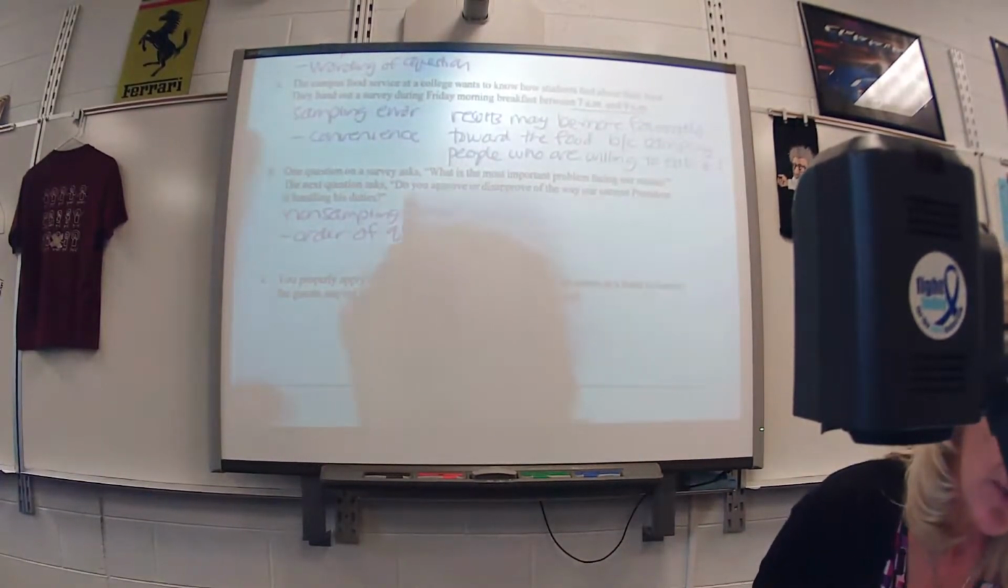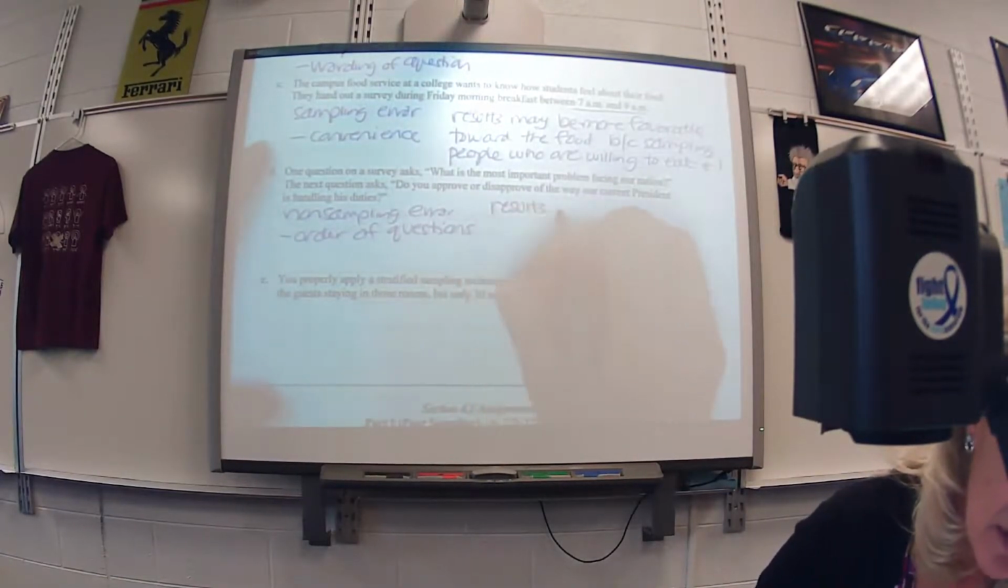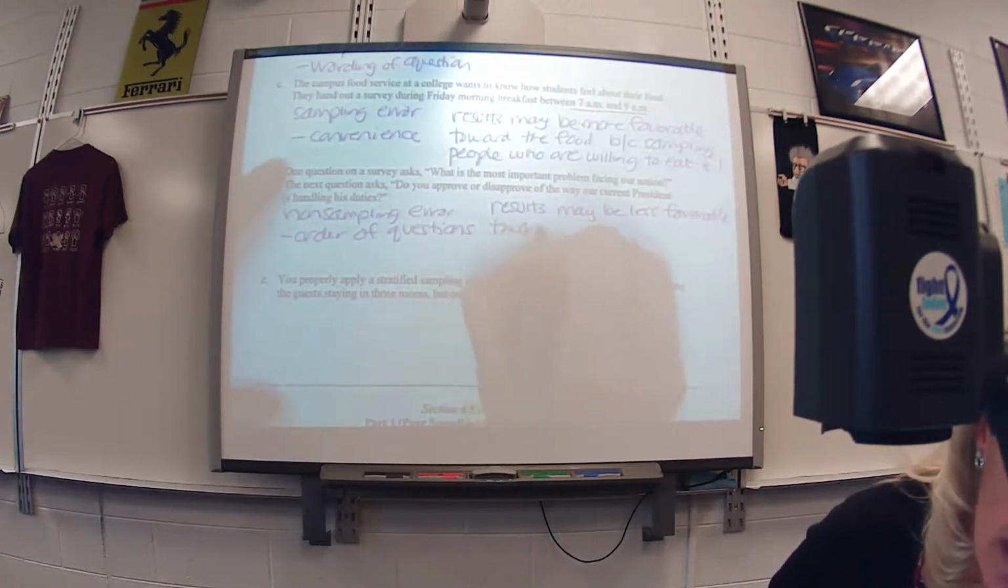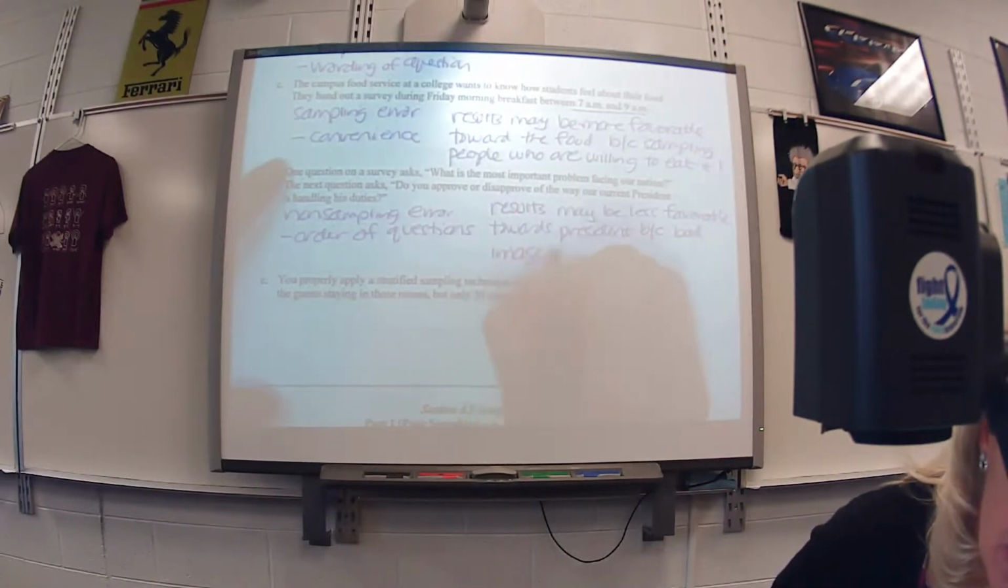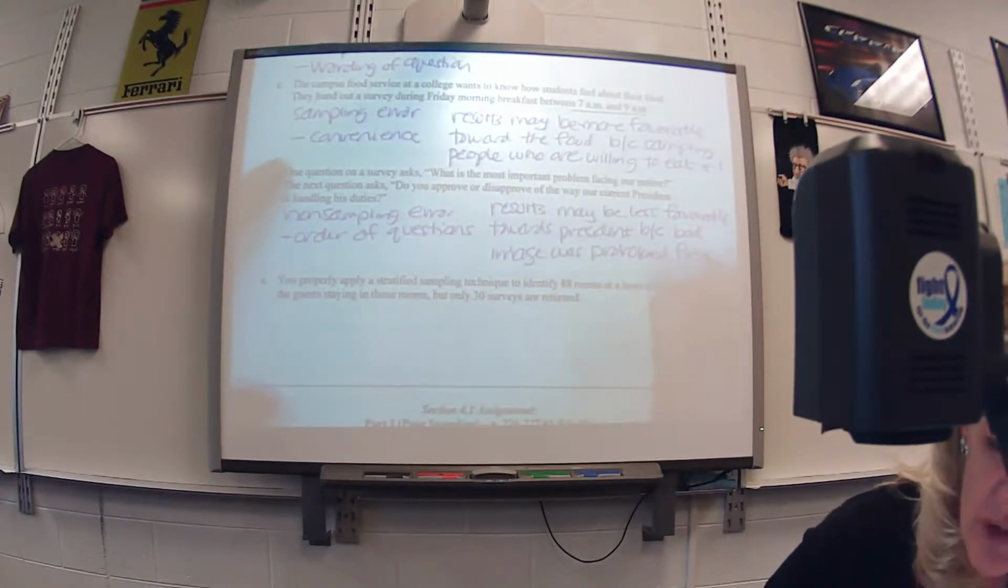All right, so in this case, the bias is results may be less favorable towards the president because a bad image was provoked first. Just for a quick way of saying it.